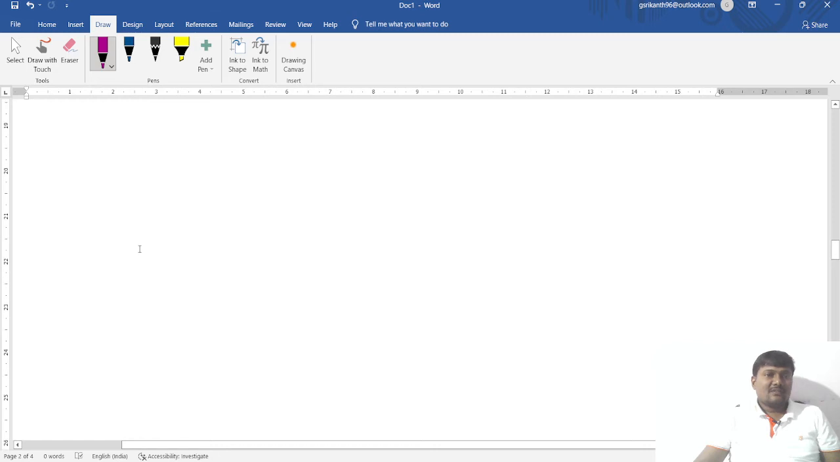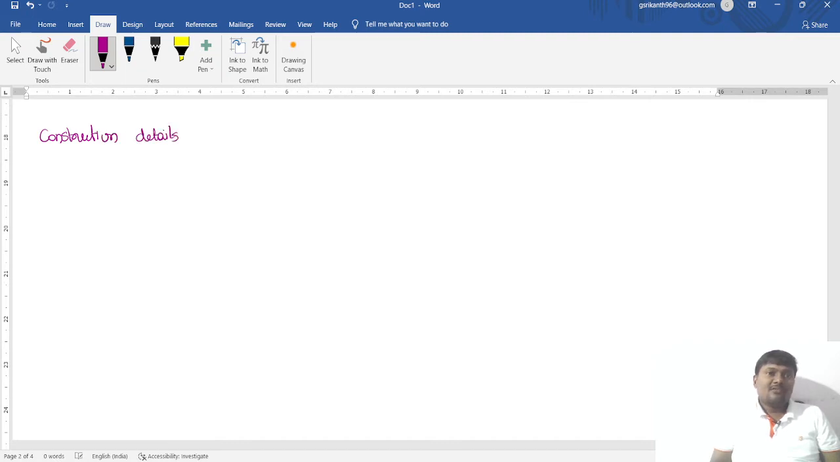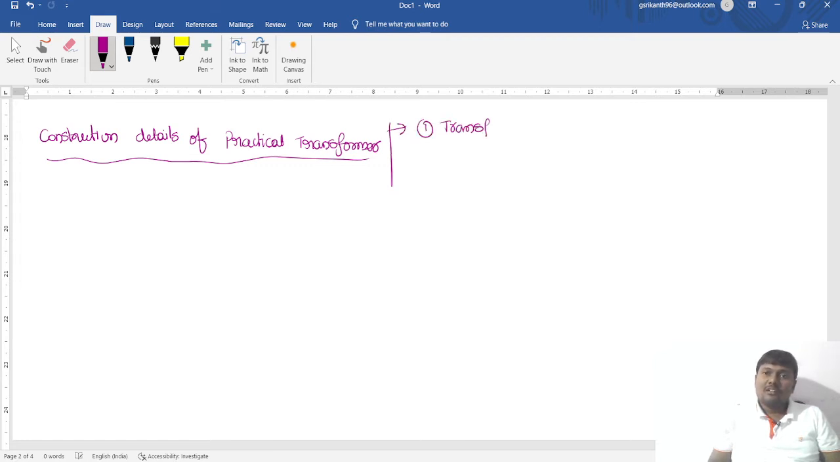So coming to the next one, constructional details of a practical transformer. There are two major parts. One is called the transformer core, and another one is the transformer windings. Transformer core and transformer windings.